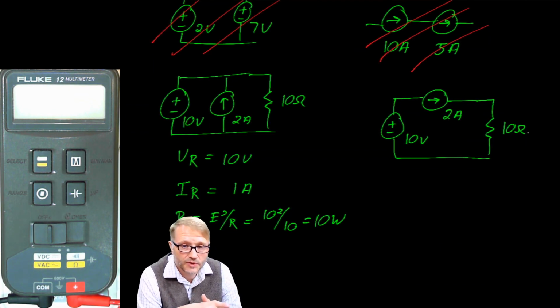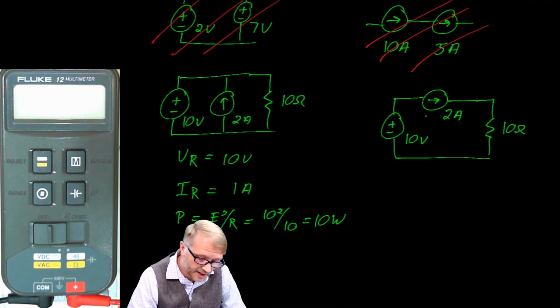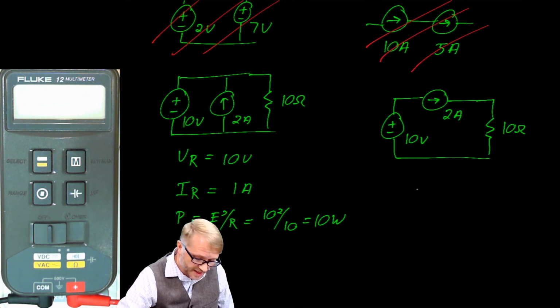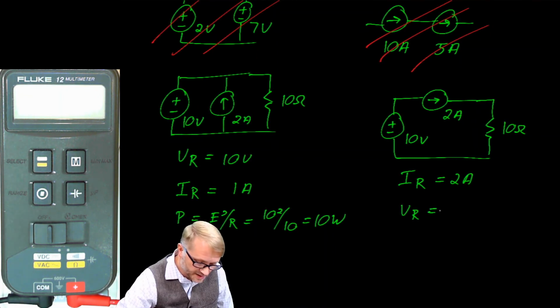The constant voltage source will provide whatever current is necessary to maintain 10 volts across itself, while the constant current source will provide 2 amps no matter what. In this case, the constant current source dominates, so the current on the resistor is 2 amps. The voltage on the resistor is the current multiplied by the resistance, which is IR, 2 times 10. So the voltage on the resistor is 20 volts.